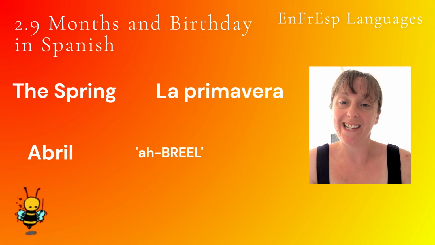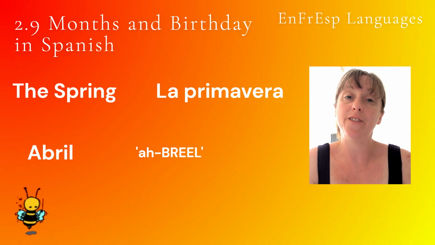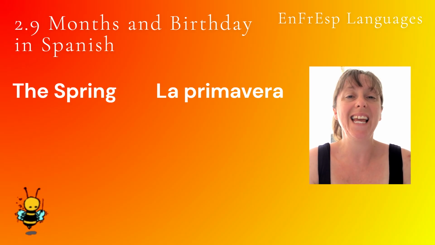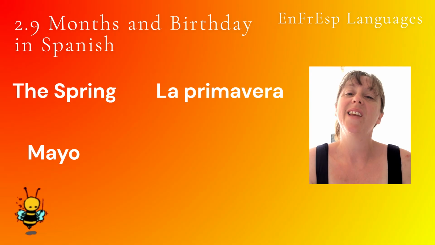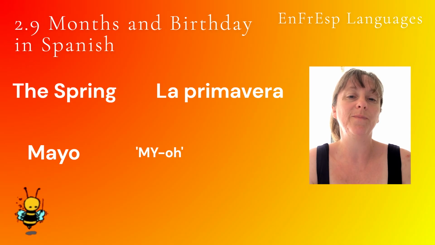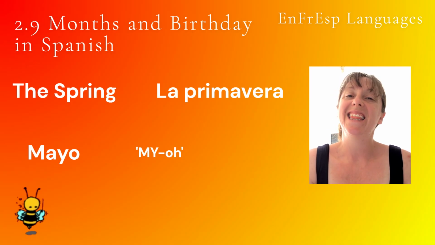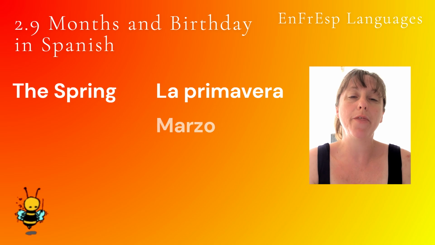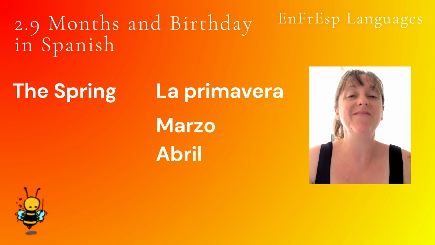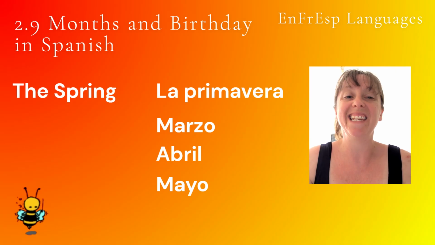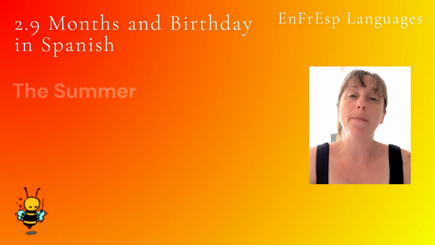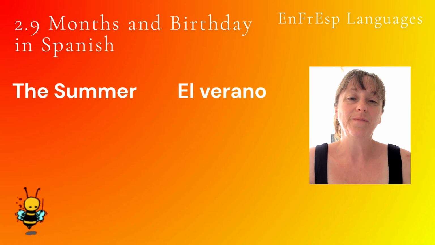Pronounced abril. The letter I makes an E sound in Spanish. Say it after me. Abril. And May is Mayo. Pronounced Mayo. Repeat after me. Mayo. These are the spring months. La primavera. Let's say them together. Marzo, Abril, Mayo. Nice.